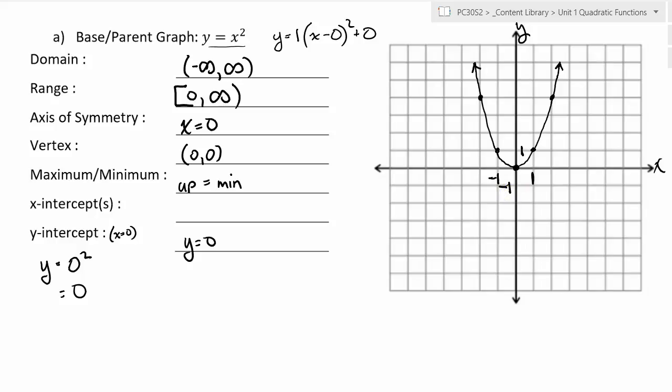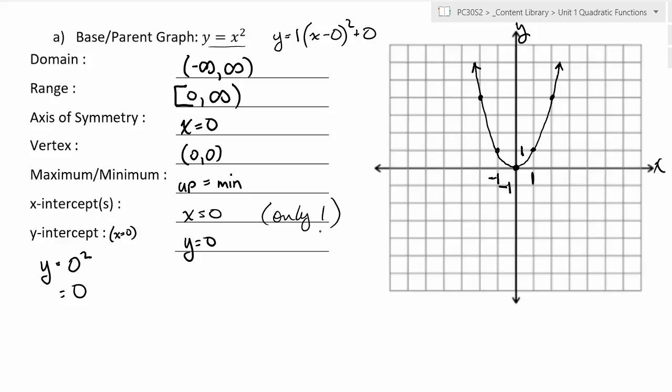So that's my parent function in a nutshell. And here now I can look and I can see my x-intercept is x equals 0, and there is only 1. So that's my parent function.